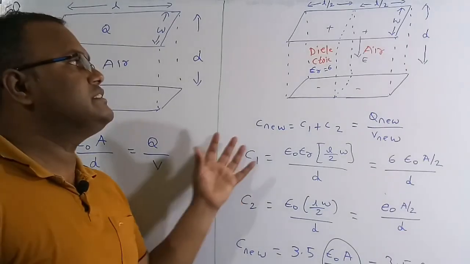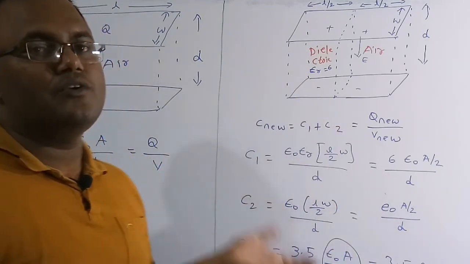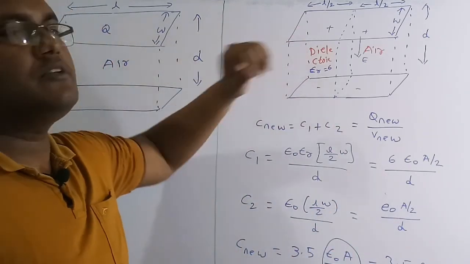It means if you insert a dielectric in this capacitor, the charge is going to increase and the voltage is going to remain the same as before. By this lecture we have successfully completed the 50 previous year questions of EMT of IES electrical engineering in a very detailed manner.